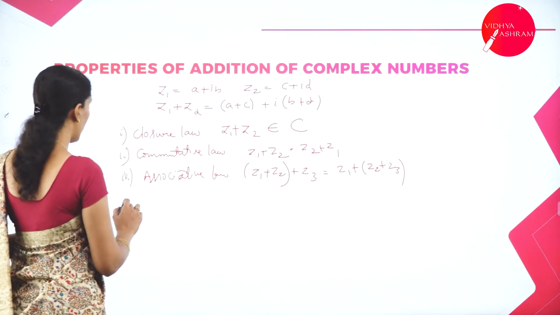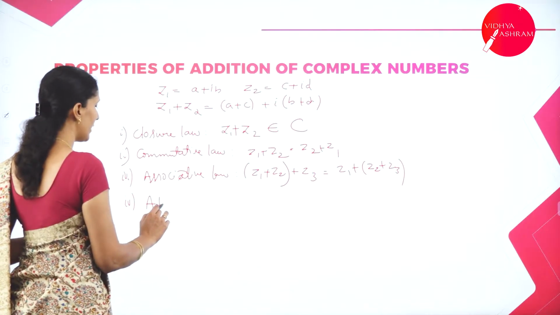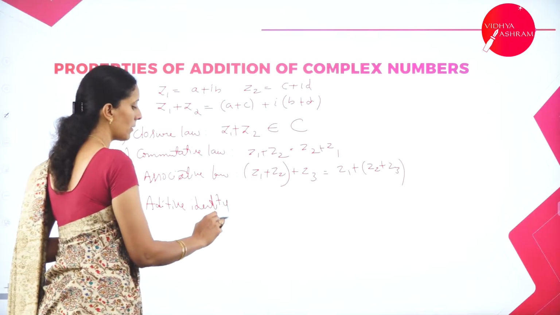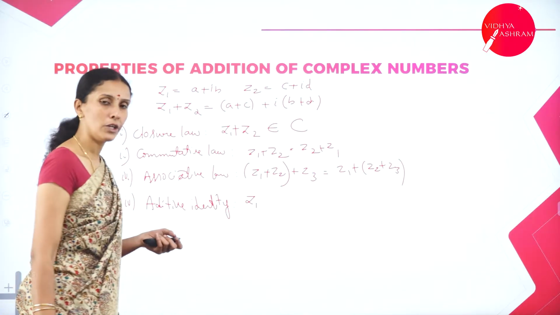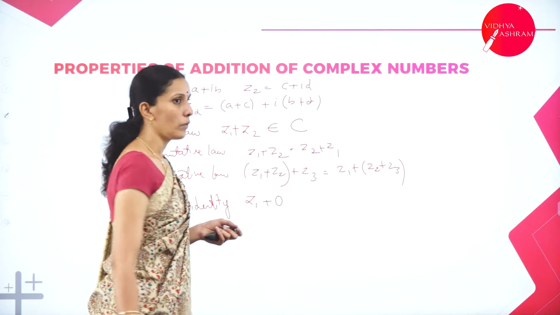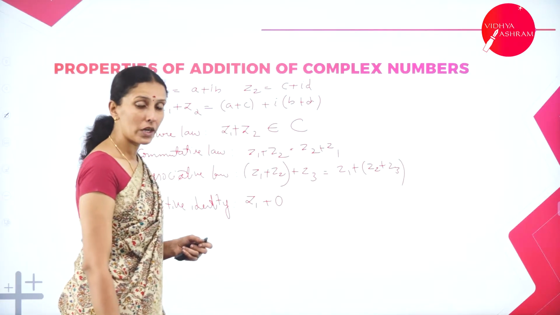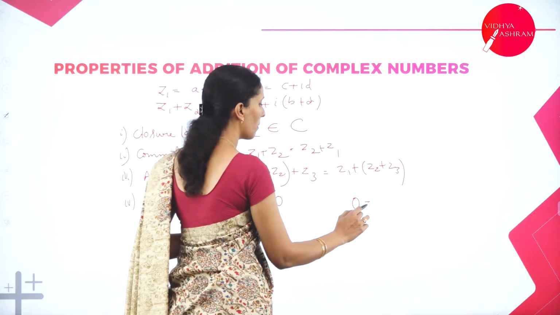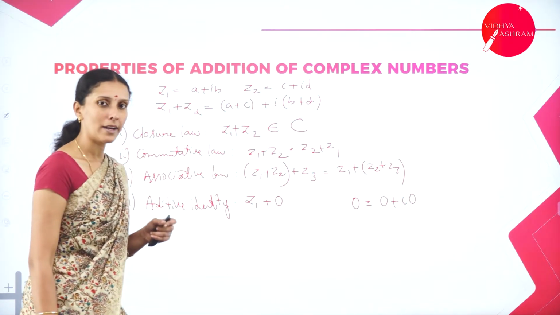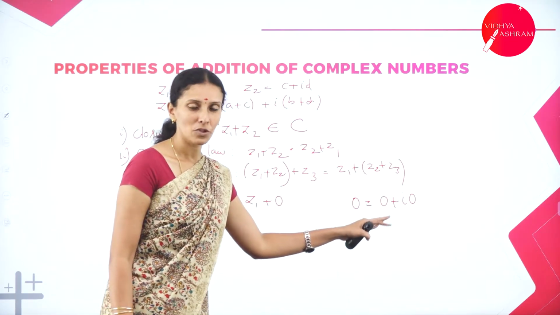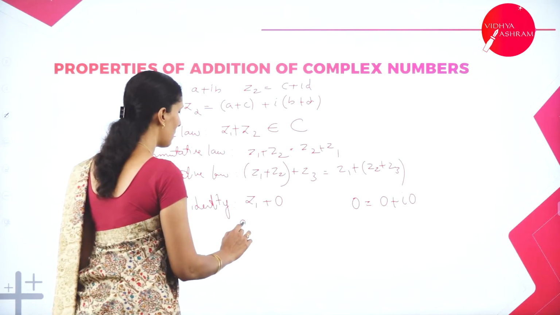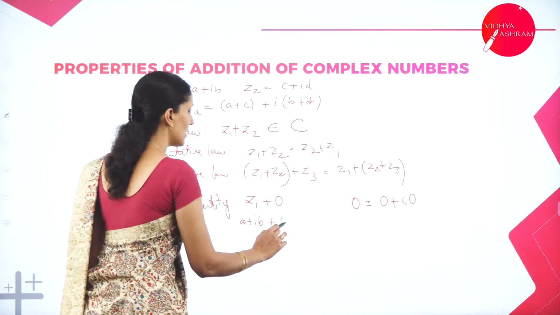Next one, we come across the additive identity. What is the identity for addition? What is the number that, when you add it to any number, you get the same number? That is 0. So when you add z1 with 0, how is 0 denoted in terms of complex numbers? In complex numbers, we write it as 0 plus i0. Both the real part and the imaginary part are 0. So 0 in terms of complex numbers can be represented like this. If you take z1, you can take here a plus ib plus 0 plus i0.